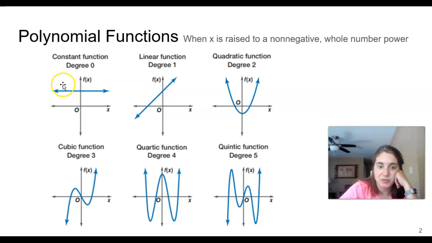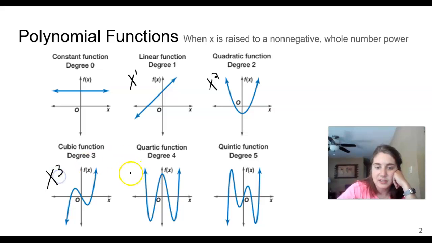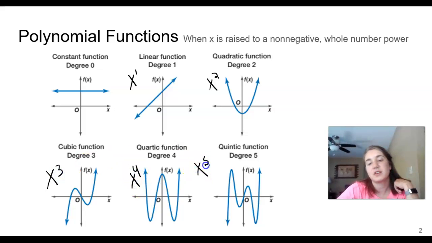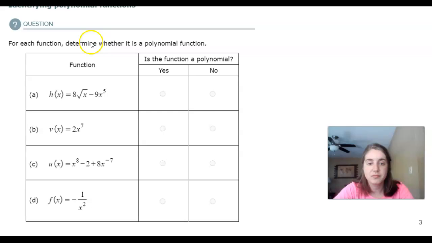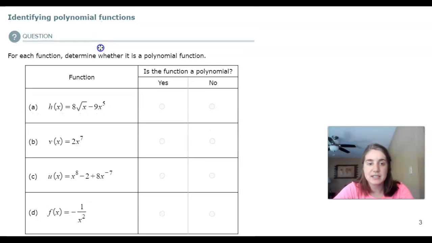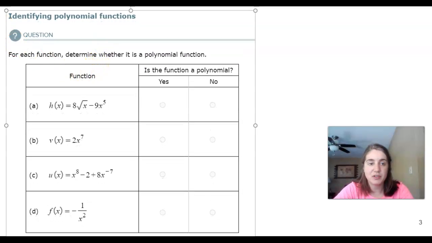So, for example, x to the first, x squared, x third, x fourth, x fifth, x zero. Those are all whole number non-negative powers. So this is asking us to identify if it's a polynomial function or not.